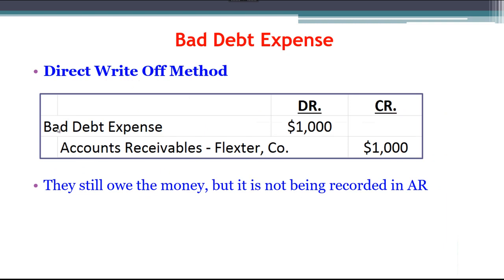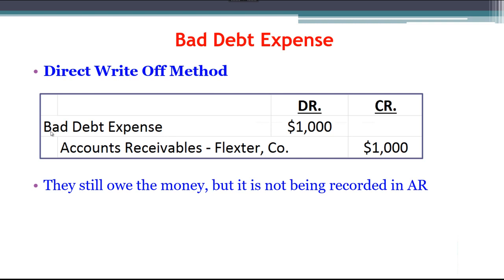And of course, as we said earlier, we need to include it either as an expense or possibly as a revenue offset. I'll mention both approaches. But the direct write-off method would basically say, let's credit this customer's accounts receivable to pull it out of the books, off of the balance sheet. Now, the point I want to make here is they still owe the money. It's not like all of a sudden it's gone and they don't have to pay us. We just don't want it recorded in accounts receivable if we don't think it's a valid, valuable amount.